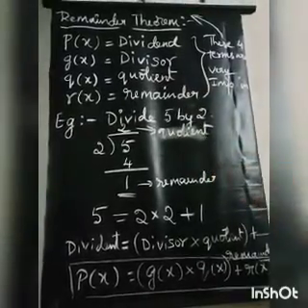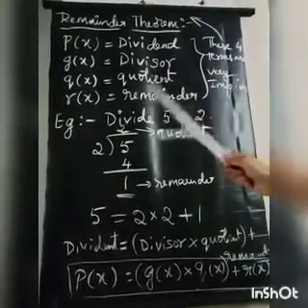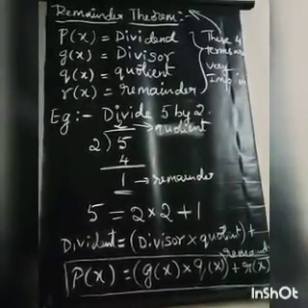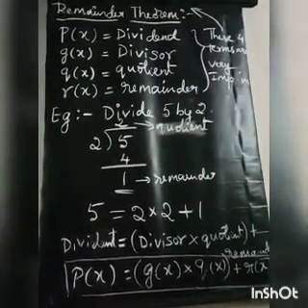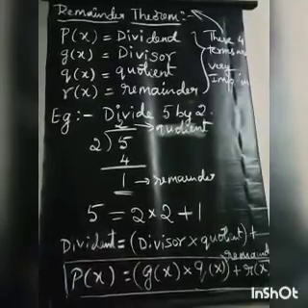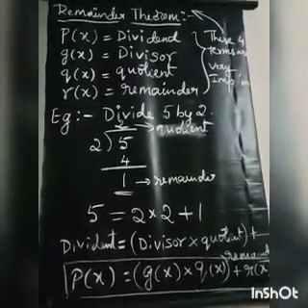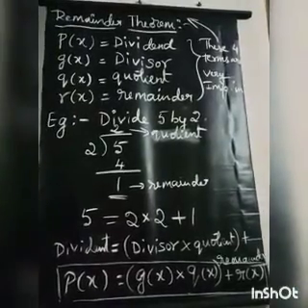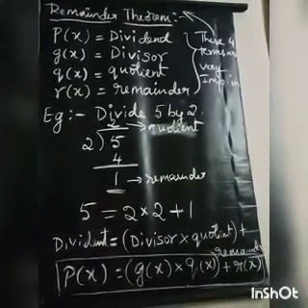Q of x means quotient and R of x means remainder. So Q means quotient, R means remainder. These four terms are very important in the remainder theorem. So you have to know that. Using that we are going to introduce one formula. We are knowing about the relations.